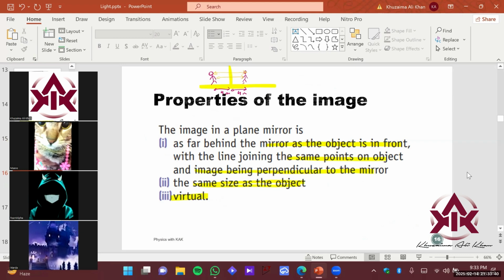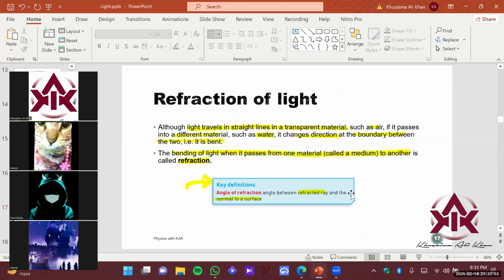Then we learned about properties of a plane mirror. The distance of the object from the mirror is the same as the distance of the image from the mirror, right? And then we learned that the image is virtual since it cannot be formed on a screen, and it is the same size as the object, right?